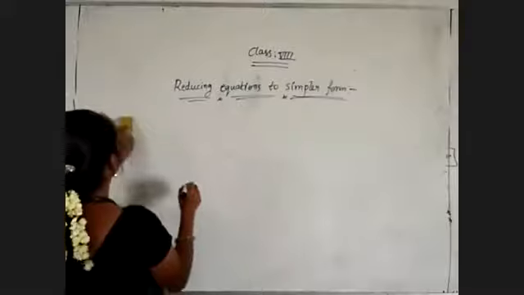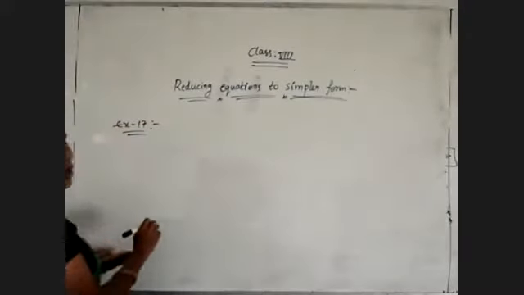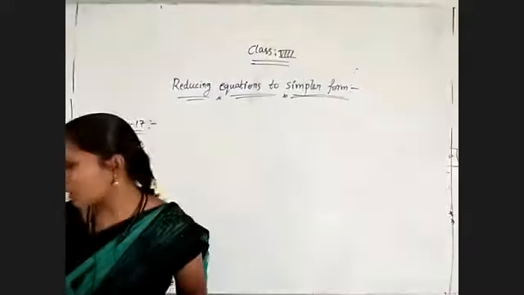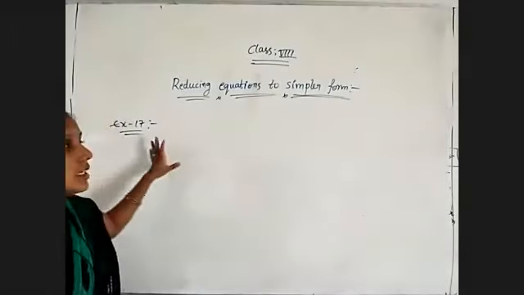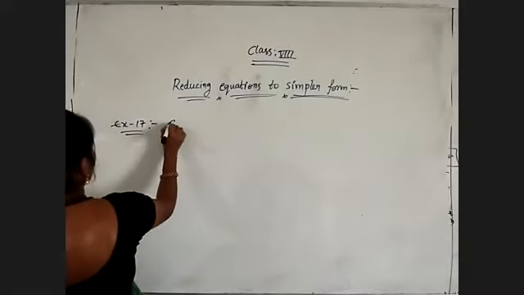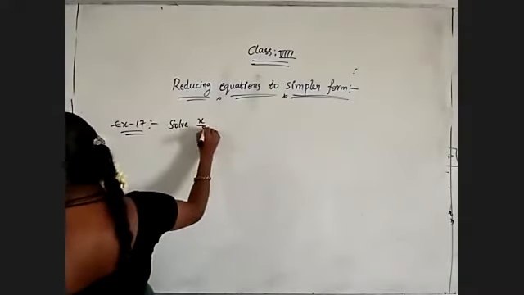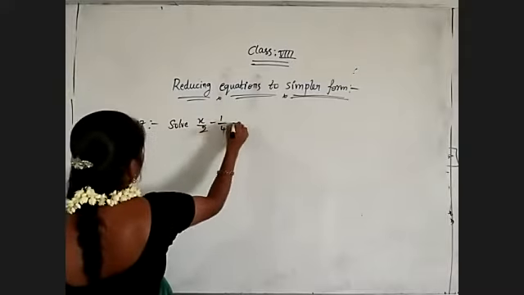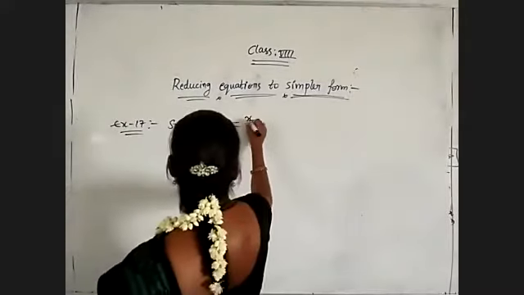Example 17. In this chapter, as I told you, without example we can't do any problem. Any topic we can't explain without example. So here, my first example is: solve x by 2 minus 1 by 4 is equal to x by 3 plus 1 by 2.